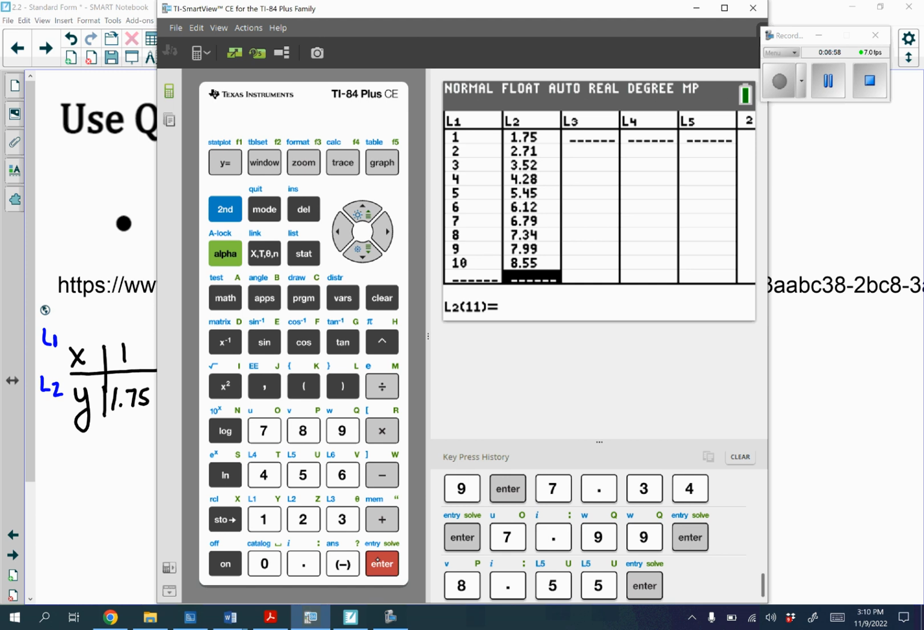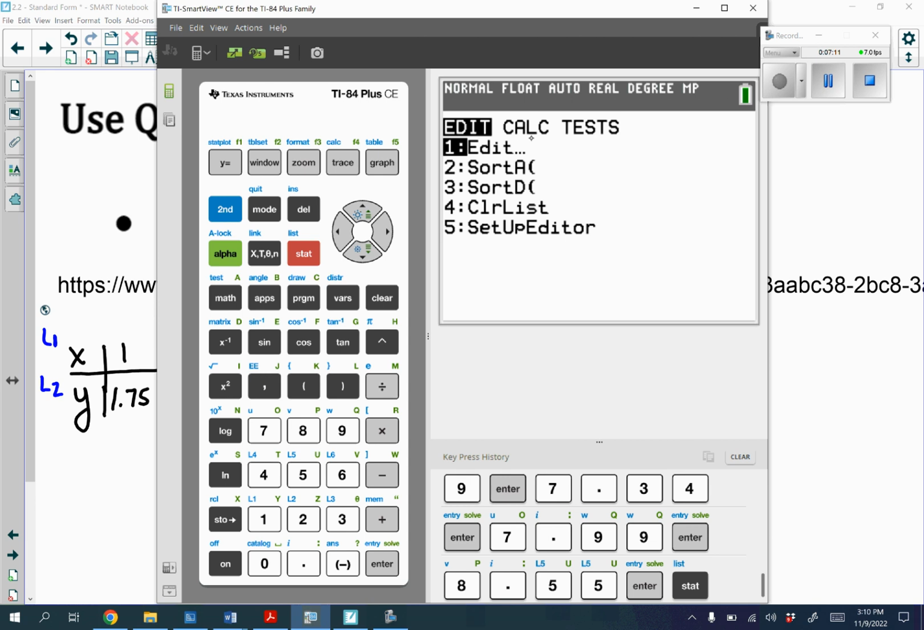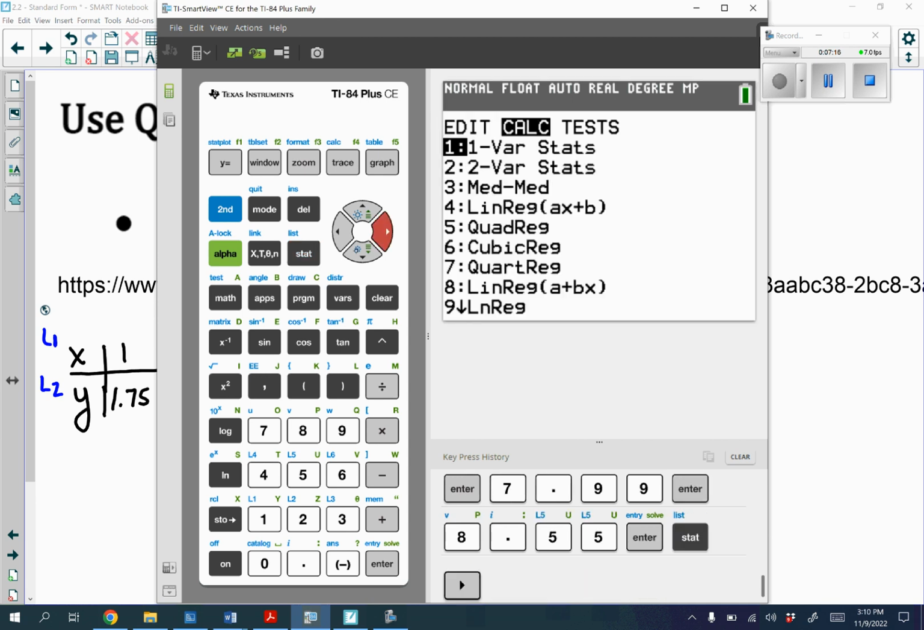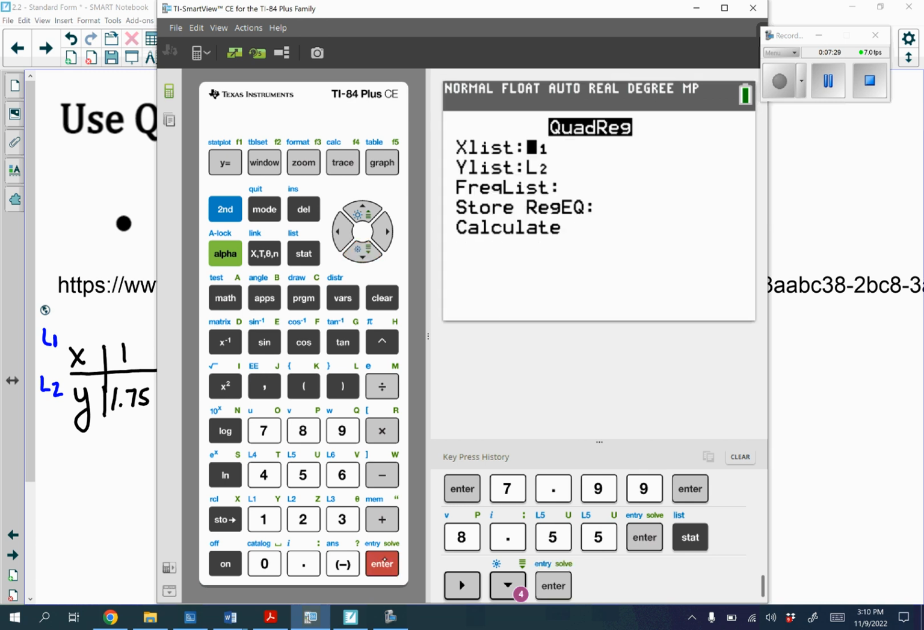Okay, now that we have put in our L1 and L2, we are trying to get our equation. Now remember, we are doing quadratic functions. So once again, we're going to go back to the stat key, which is right by the arrow, so press stat. Now we're going to calc, so we need to go over to calculate. Once again, as stated, we are doing quadratics in this unit, so we're going to go to number 5, where it says quad reg. So I just down arrow to number 5. Now I need to press enter.